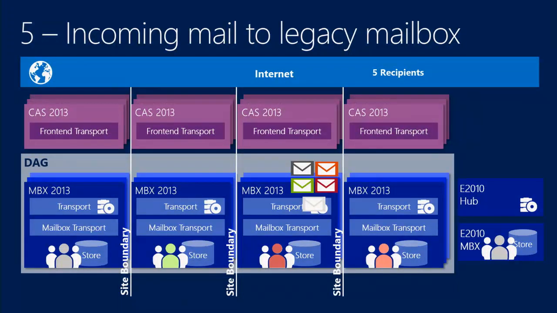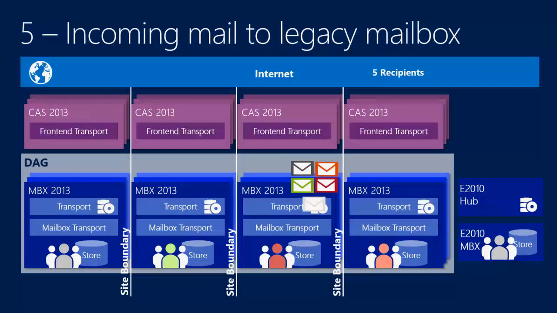The first 4 copies, the ones on the top, are already in the final delivery group, because their final delivery group is this particular routable DAG, so they get delivered to the mailbox transport service on their respective servers for delivery. The 5th message is not in its final delivery group. Its final delivery group is a mailbox server delivery group, and that mailbox server delivery group happens to be the E2010 mailbox server that's sitting out in AD Site 4.